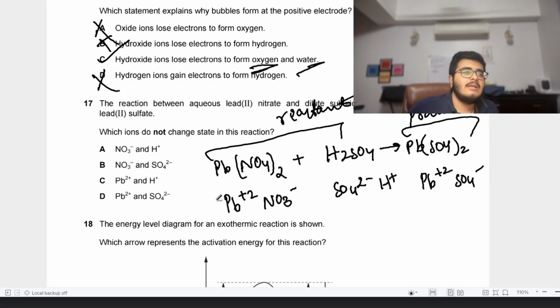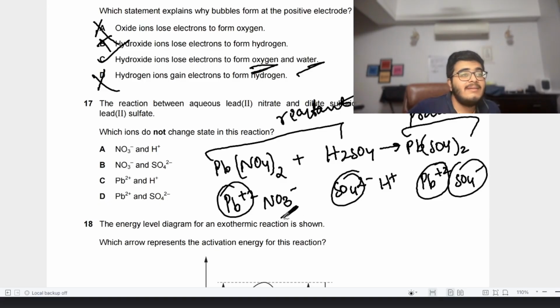So if we see, lead is being used, SO4 is also being used. Where did these two things go? These two things are the spectator ions, because they didn't have any role in the reaction. That's why they're not there on the product side, right? So the correct answer is A.